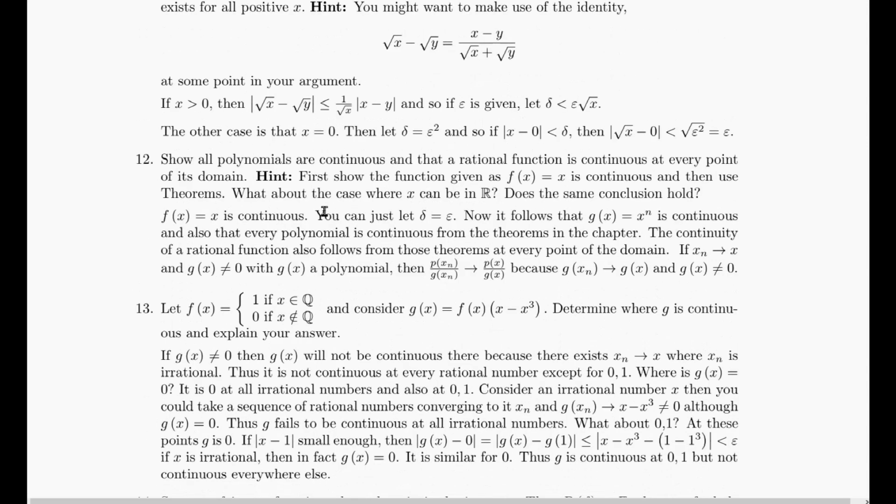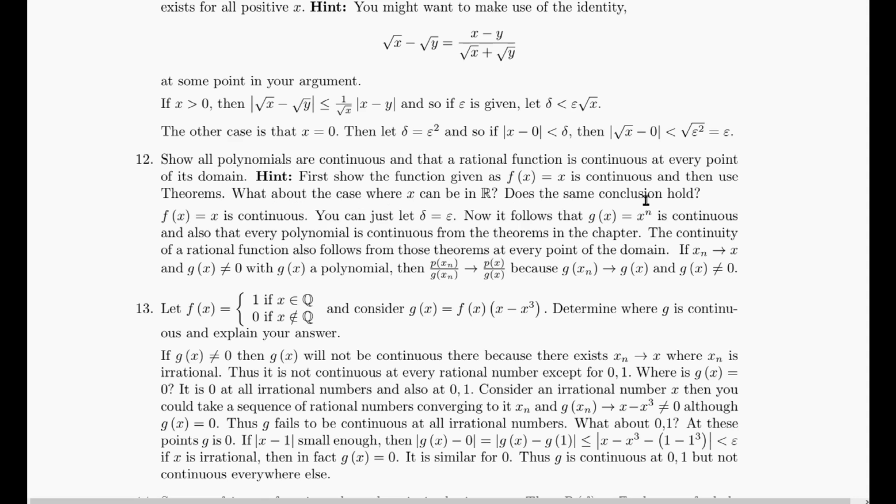Okay, all polynomials are continuous. Why is that? Well, because I know that f of x equal to x is continuous. In fact, if you're looking at the epsilon delta arguments, just let delta equal epsilon. And now, from the theorems in the chapter, I know that x raised to a power is continuous, and I know scalar multiples of x to a power are continuous, and I know sums of such things are continuous.